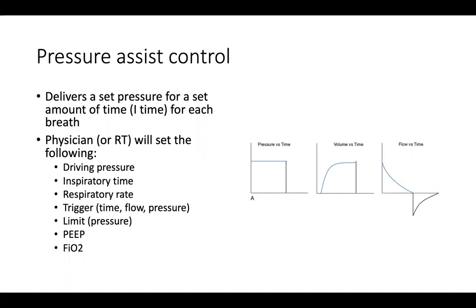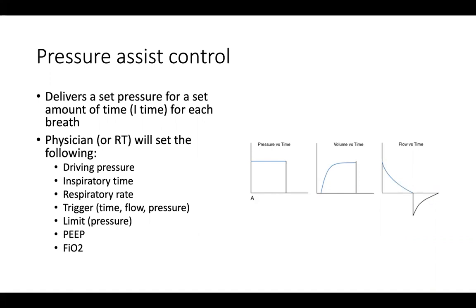Usually we aim for a driving pressure of 15 or less if we can. We really don't want to get up past 15. 20 is where we think it's kind of scary. We set an inspiratory time. And usually when we're setting that inspiratory time, we're also thinking about the respiratory rate that we've set.